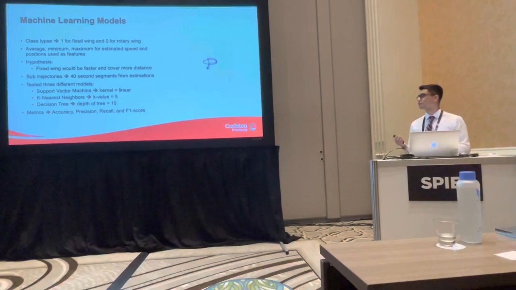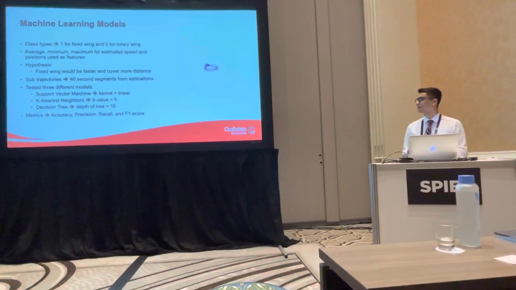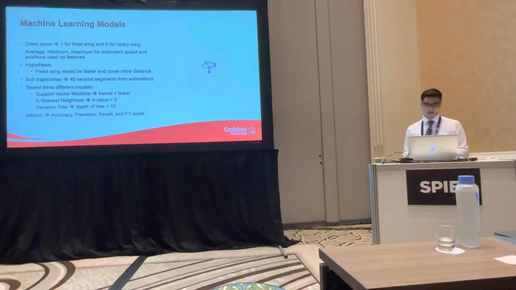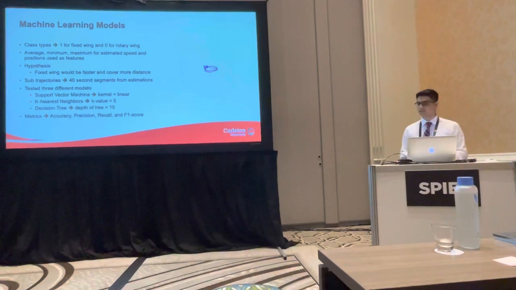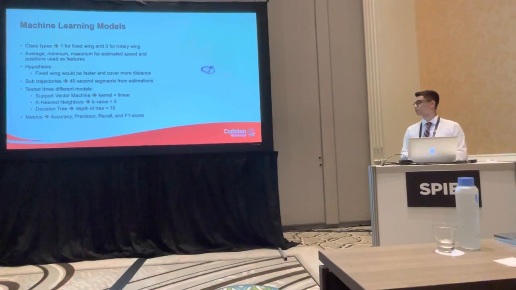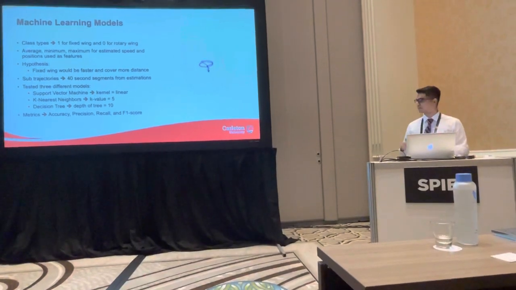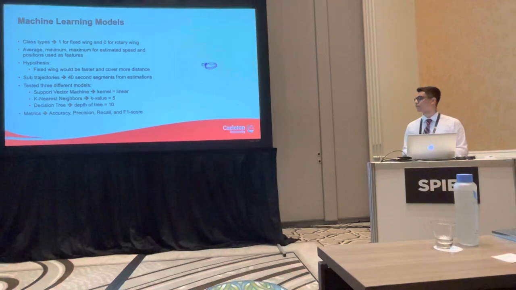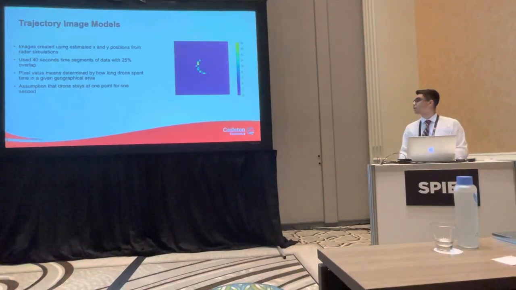So the assumption, as I mentioned before, the distinguishing factor between fixed and rotary wing drones is that fixed wing drones would be faster and cover more distance, and this should be reflected in the data set. We tested three different types of models here: a support vector machine, a k-nearest neighbor, and a decision tree, and the hyperparameters are here, a linear SVM, k-values, stuff like that. Then we evaluated these models based on four metrics: accuracy, precision, recall, and F1 score.